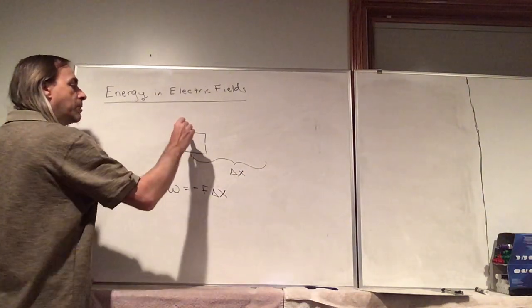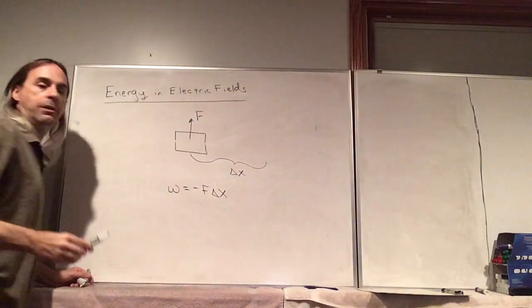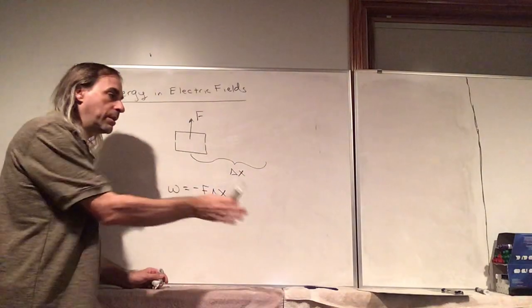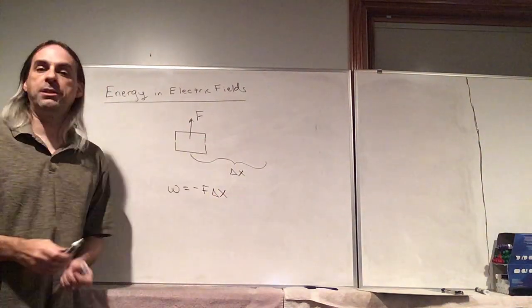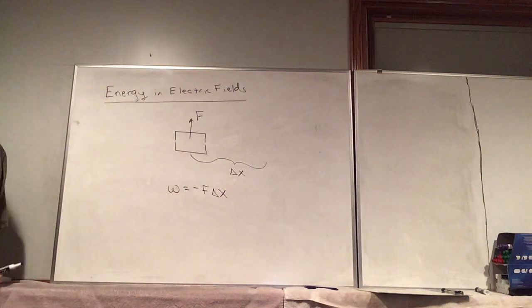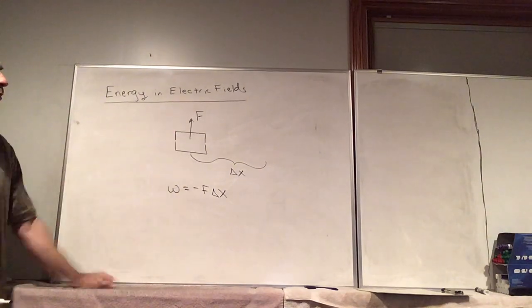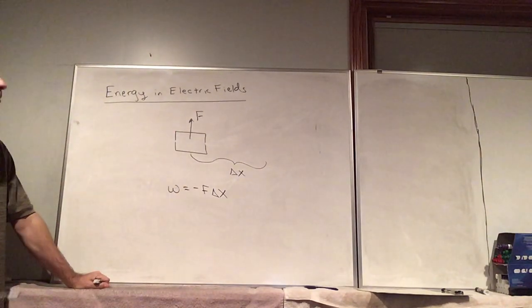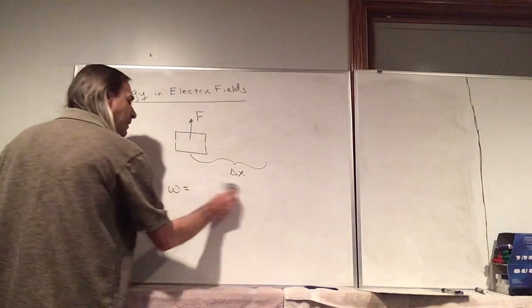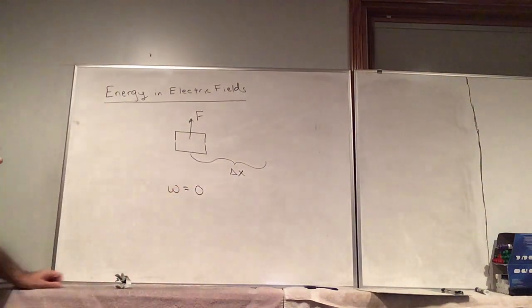And one final case we need to consider: what if the force is perpendicular to the displacement? If this is an object sliding across the ground, that first force could be an applied force, like we're pushing the object across the ground. That second one could be friction. This one could be a normal force or gravity. They're both perpendicular, and in this case, work would be 0.